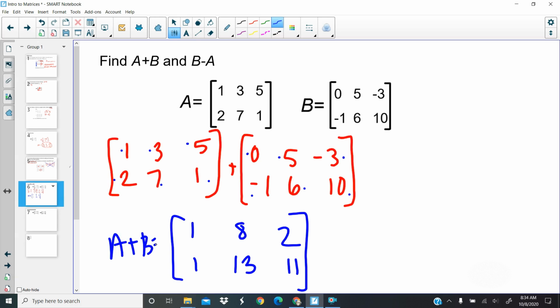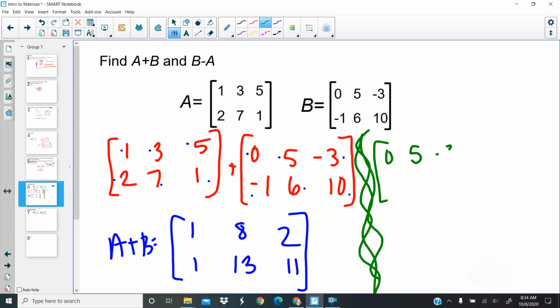So then I'm also going to do, and I'll draw a line in between here so we can see the two separate ones, matrix B, which is 0, 5, -3, -1, 6, 10. And I want to subtract matrix A. So that's 1, 3, 5, 2, 7, 1.